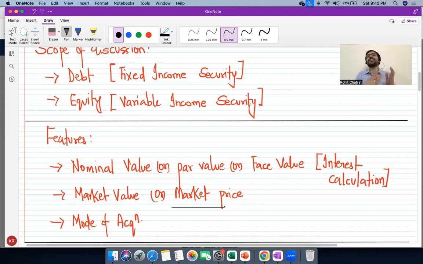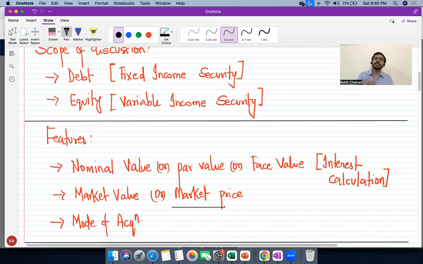Obviously, debt is less volatile than equity. Debt is less fluctuating than equity. Equity is more volatile, but there are still going to be movements in debt instruments also. So these were the two features that I first wanted to discuss.